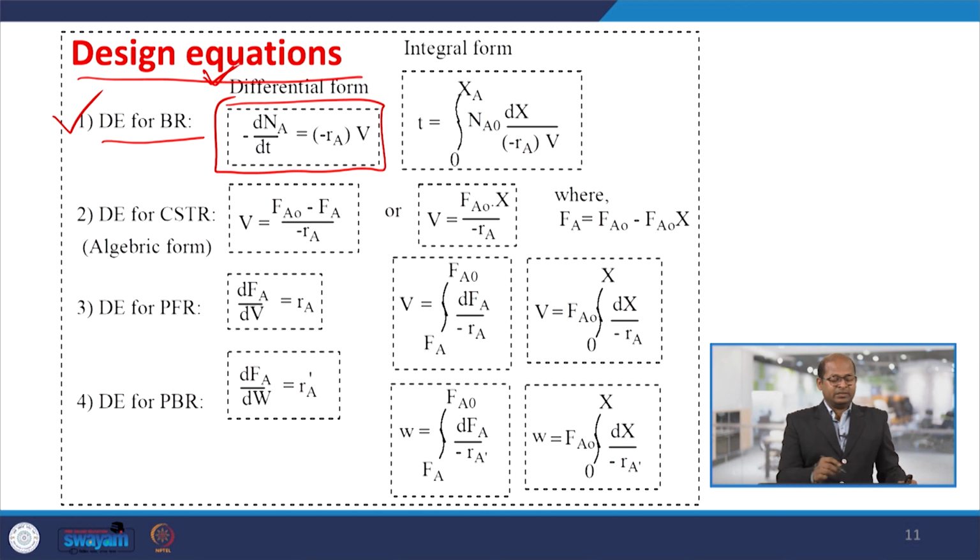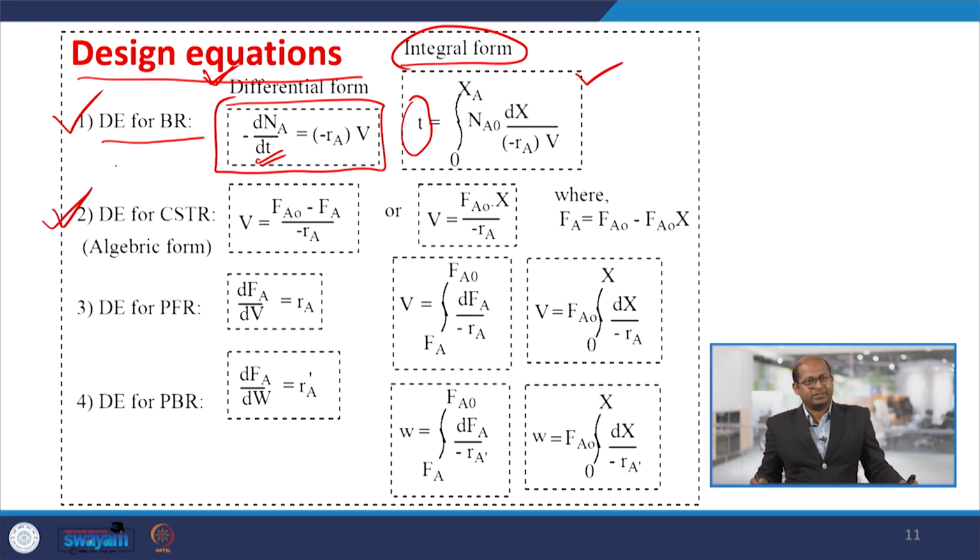Okay. So, this is the differential form, and if we integrate this differential form after rearranging, so T is there. So, left hand side we are getting T, and right hand side expressing in terms of conversions. Okay. 0 to x_A, N_A0 dx_A by minus r_A into V, this is the integral form of the design equation for batch reactor.